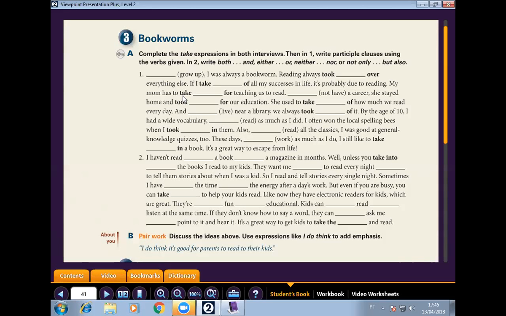If I take stock of something, you assess, reflect.